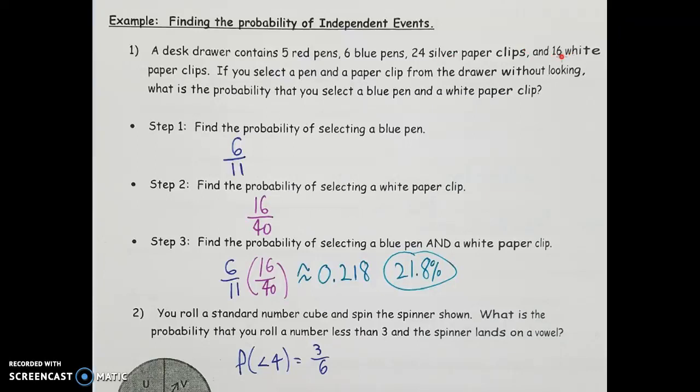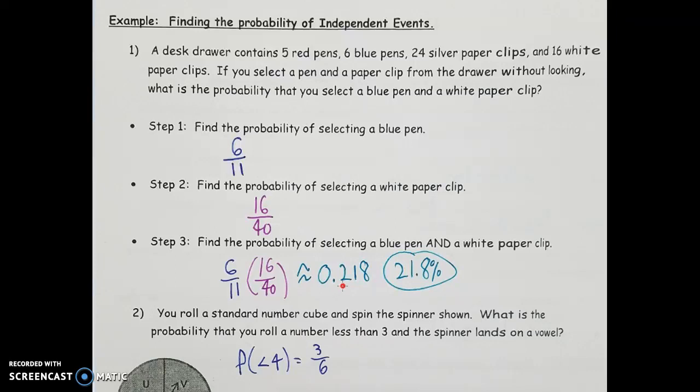I have 40 paper clips in total, so that would be 16 out of 40. And if I want to find the probability of both independent events occurring together, so the probability of selecting that blue pen and a white paper clip, I take those same two probabilities and I multiply them. So 6 over 11 times 16 over 40. As a decimal, that comes out to about 0.218.